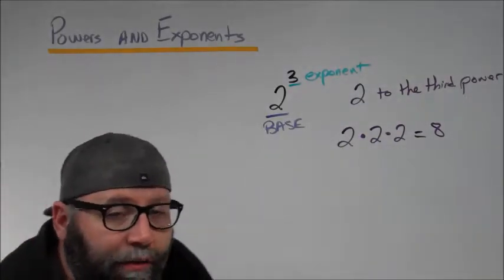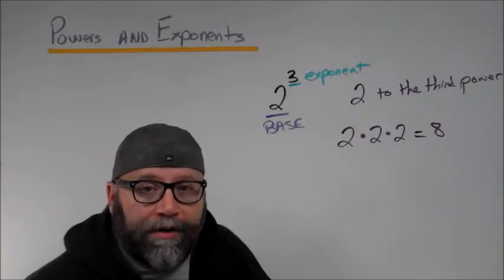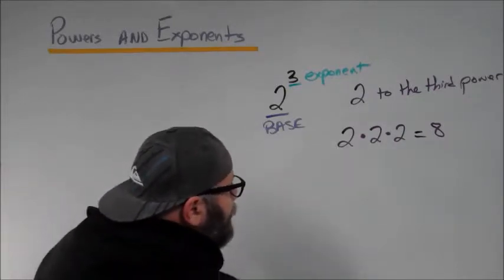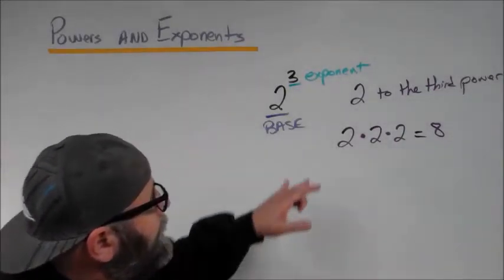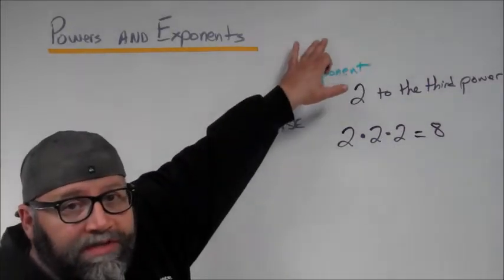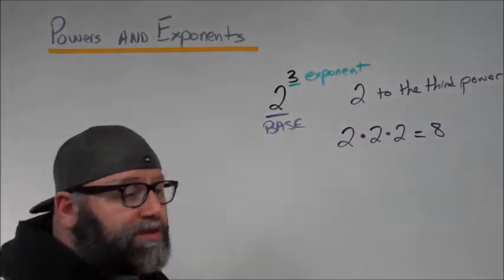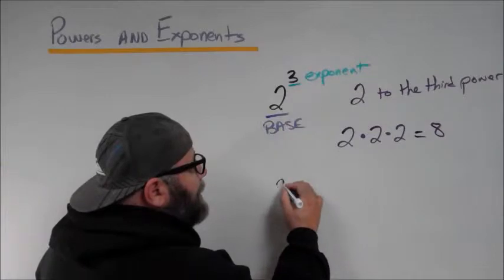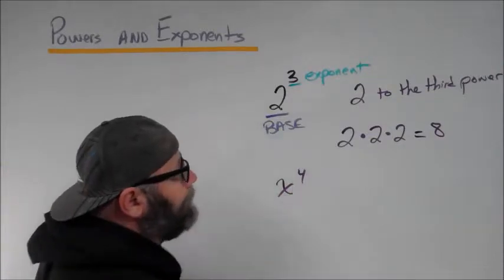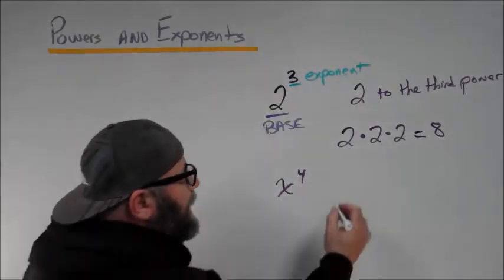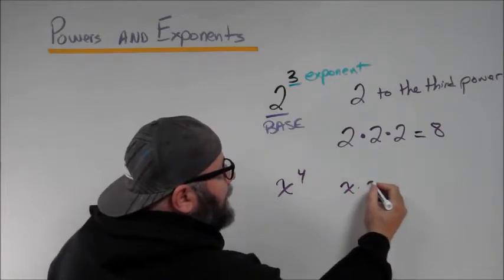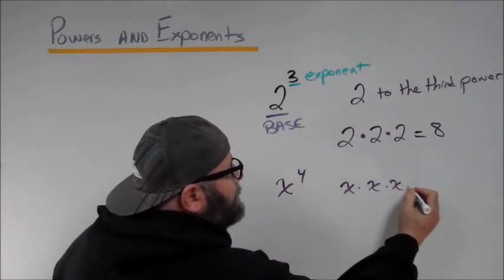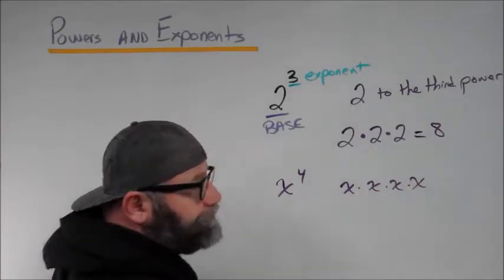Okay, so when we're evaluating powers and exponents, what we're looking for is what's the base and what's the exponent. So if we put this into an algebraic sense, if I said x to the fourth, that's the equivalent of saying x times x times x times x.